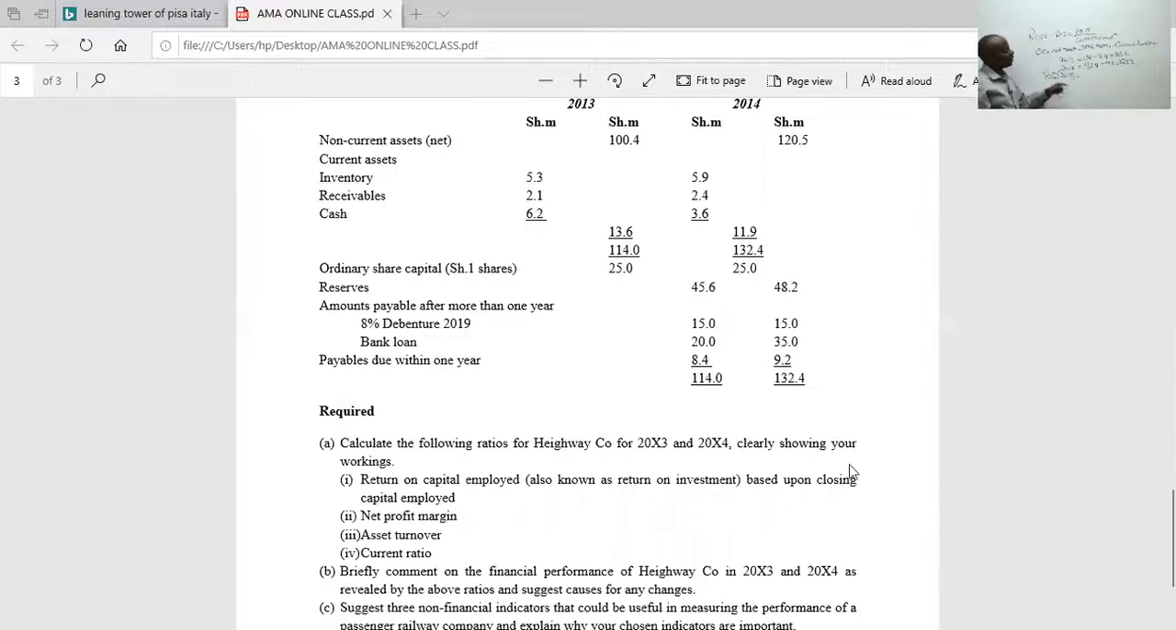So in the year 2013, I'll pick the profit before interest and tax of 2013, which I'm able to see as 18. So I'll take 18 divided by the net assets in the year 2013, which are 105.6, times 100. So please give us a figure. Come and do the same for 2014.